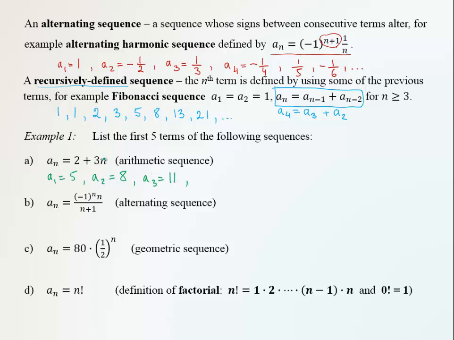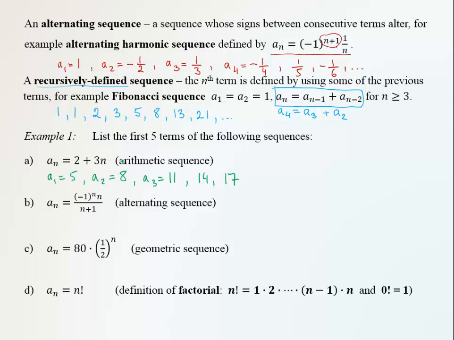And two more terms. If n is 4, maybe I don't need to write a1, a2, a3 anymore. It's just the outcomes, just the values of the terms. So for a4, we'll have 4 times 3, 12 plus 2 is 14. And finally a5, 15 plus 2, 17. So 5, 8, 11, 14, 17.